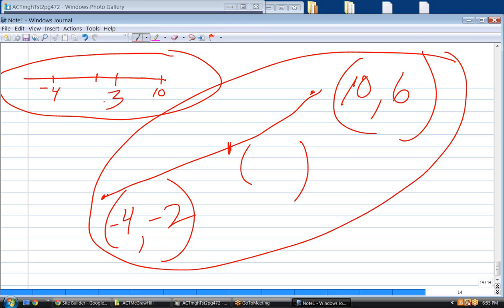What about 3? 3 is how far away from 10? 7. How far is it away from -4? 7. We're not really caring about signs here. Okay? We know that 3 is the midpoint between -4 and 10. So this coordinate on the x-coordinate has to be 3. Now what's the midpoint between 6 and -2?